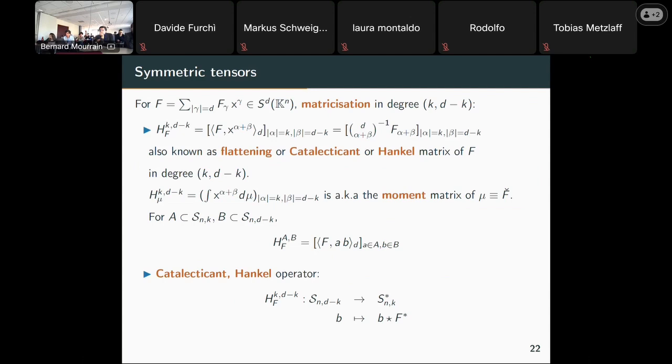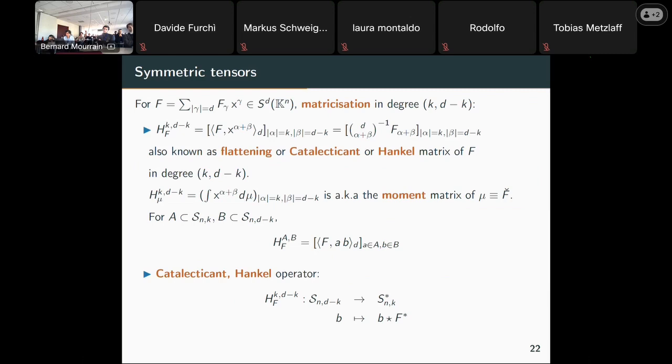And we can refine this construction. Instead of degree K and D minus K, we can take a subset A of polynomials of degree K, B a subset of polynomials of degree D minus K, and then we have the Gram matrix for the sets A, B, the Hankel matrix, which is made from the apolar product of F with the product of A times B. This is a matrix representing some operator. Which operator?